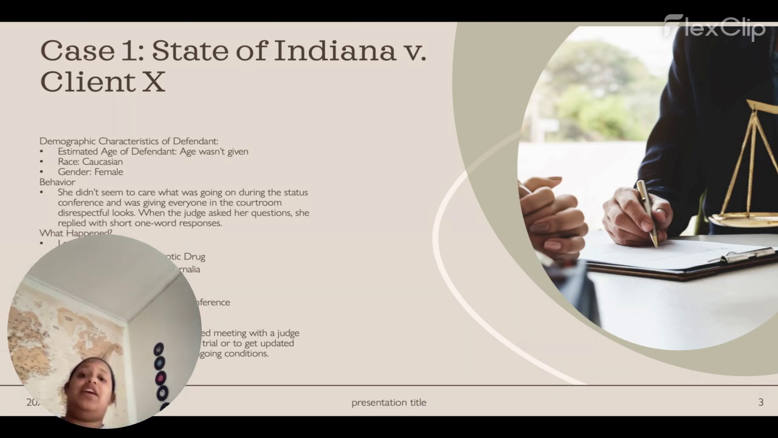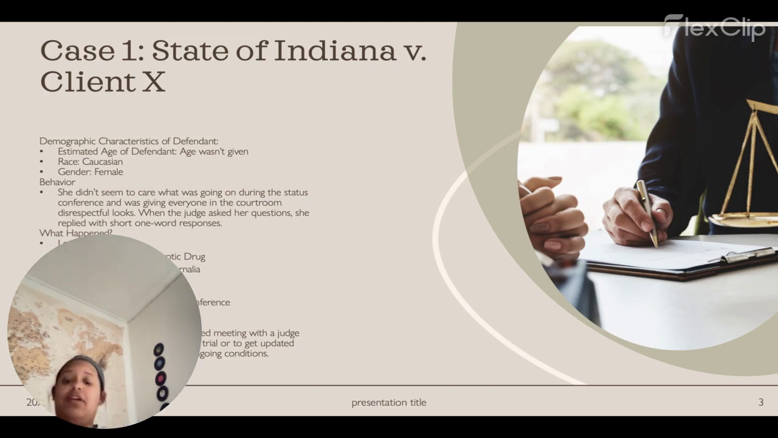Case 1, State of Indiana versus Client X. Client X is represented by a real person, but we're not using their name. Demographic characteristics of the defendant: estimated age. Her age was not given, but she looked to be in her 40s to mid 40s. Her race, she is Caucasian. She is a female.